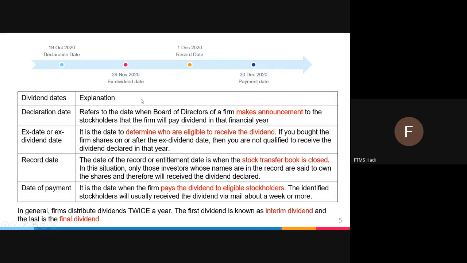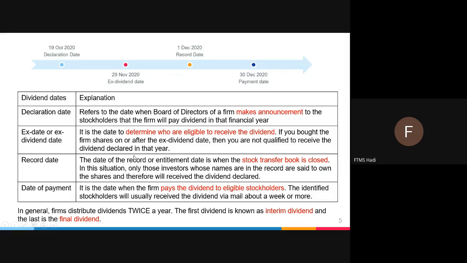So that's why there is not much trading at the end of the year, because shareholders want to wait for the dividends. Those who invested before the ex-dividend date are qualified. But those who invested after 29 November, the ex-dividend date, are not qualified. Hence, they will have to wait until next year.